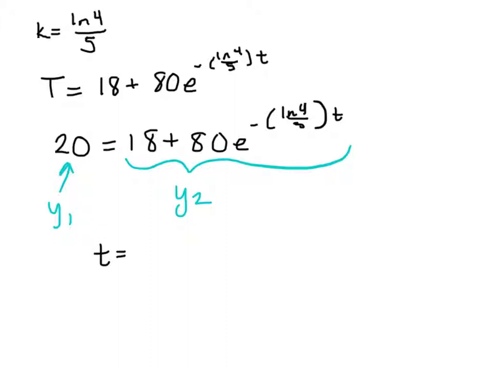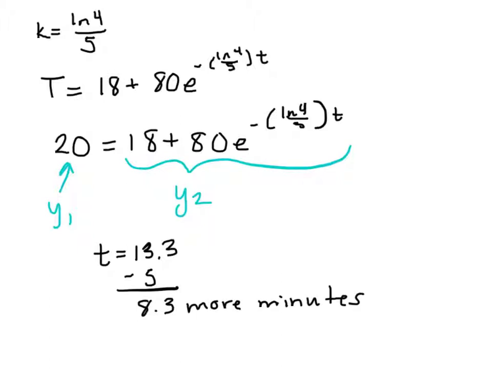When you do so, you get that t is equal to 13.3. So that's how long it takes from time 0 to get to 20 degrees. But the question asked how much longer it will take to reach 20 degrees. It's already been in there for 5 minutes, so let's subtract the 5 minutes it's already been in there. It's going to take 8.3 more minutes to reach that 20 degrees so that it's edible.